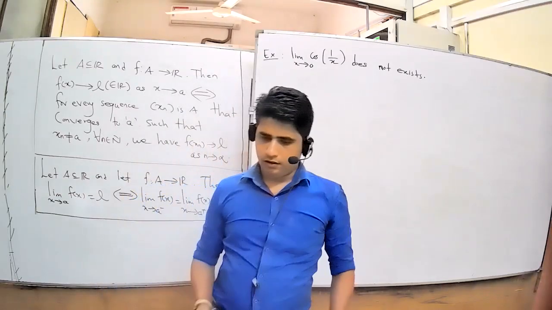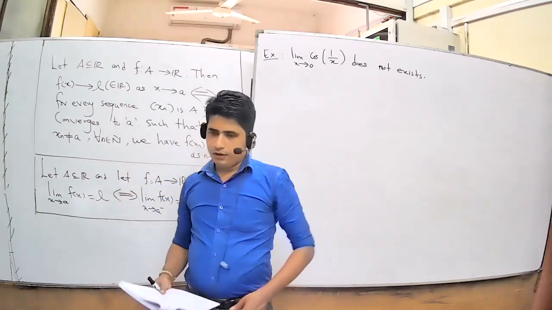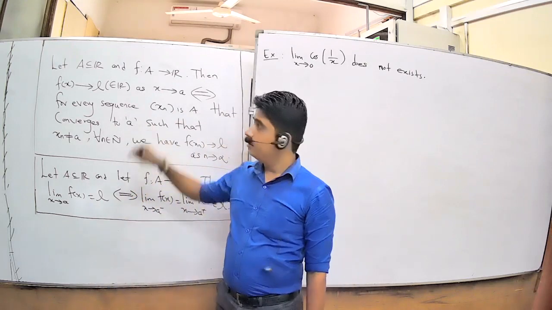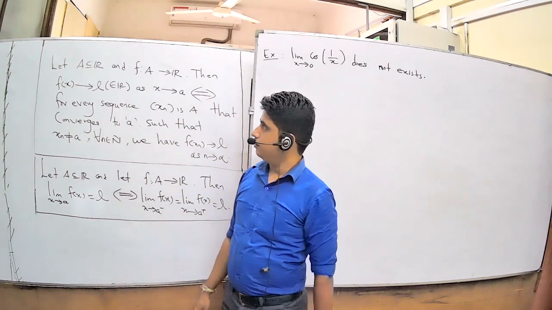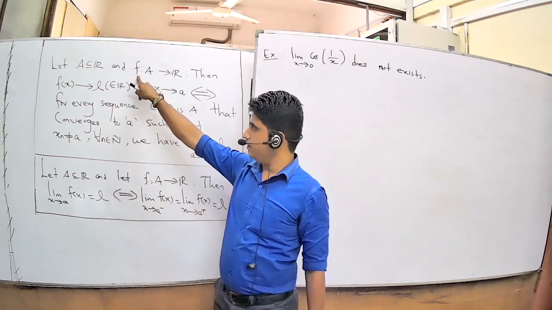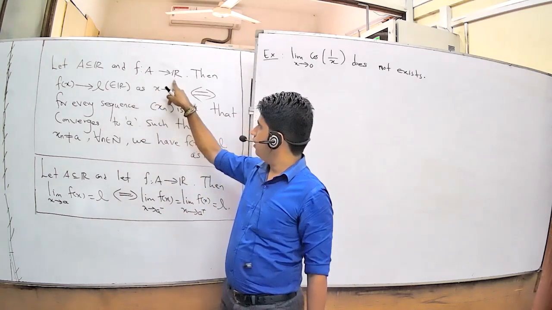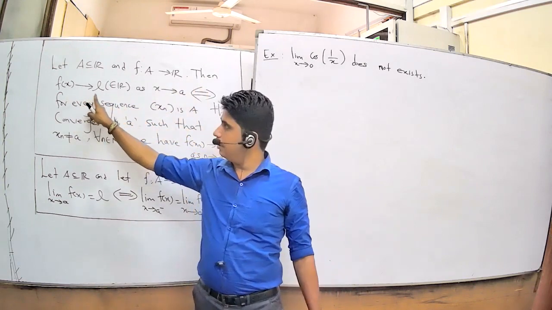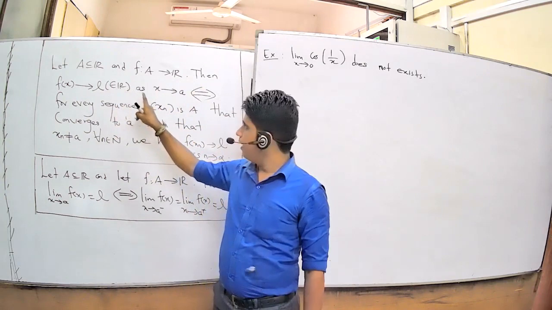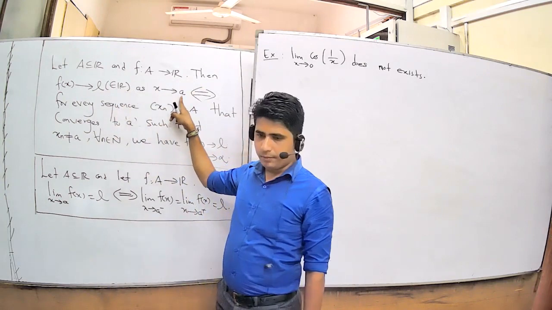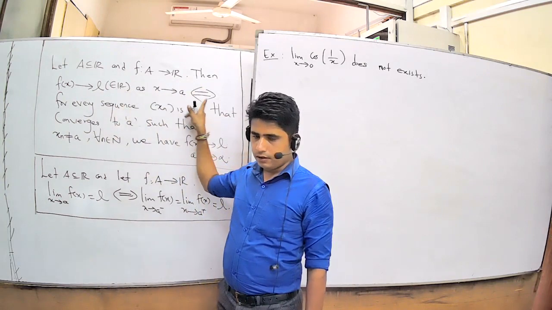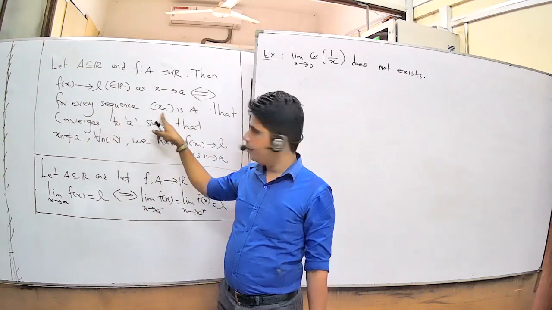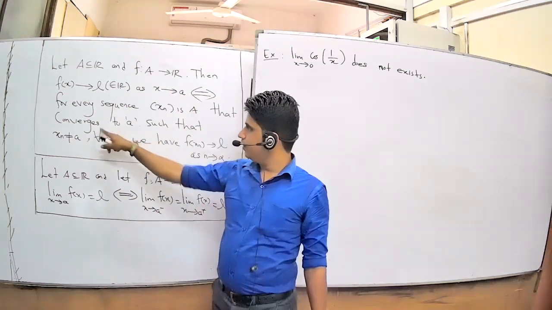Okay, we are doing some problems based on this topic here. Let A be a subset of the real numbers and f a function from A to the real numbers. Then the limit of f of x equals L, a real number, as x tends to a, is finite if and only if for every sequence Sn, you can take any sequence Sn in A that converges to a.